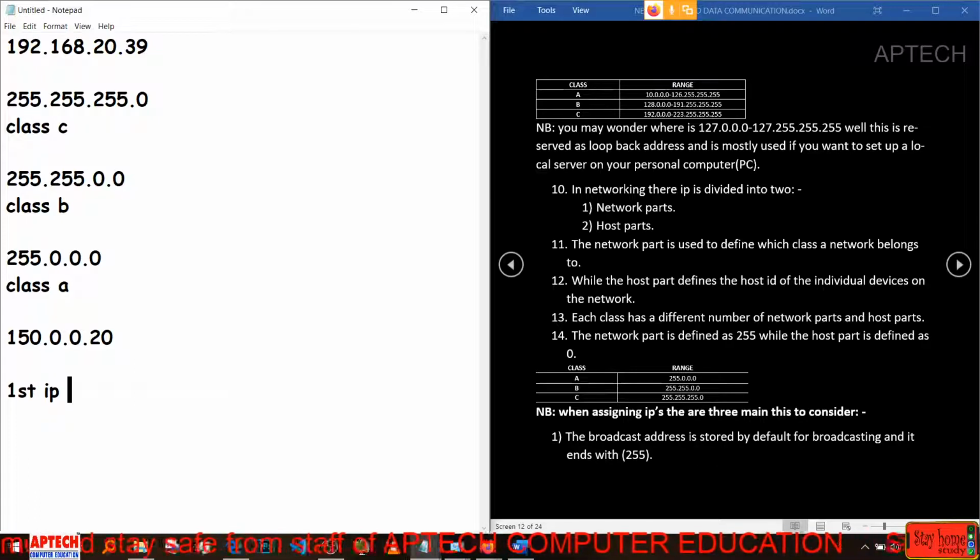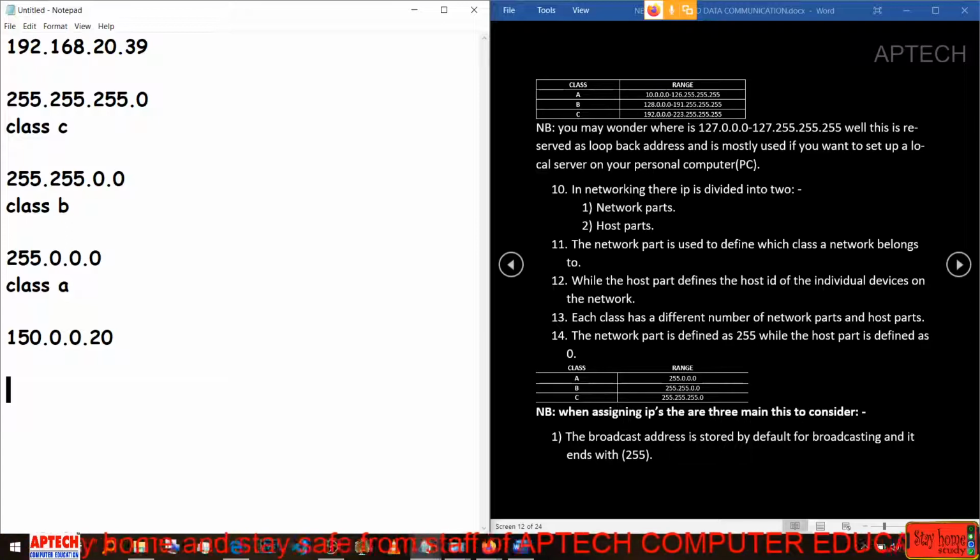Do you remember those things? The first IP, last IP, broadcasting. Okay, now each and every IP address has ranges, because if anything has a limit, it has where it starts from, isn't it? Each and every range has a beginning and an end. So the same thing with IP addresses, they have a beginning and an end.